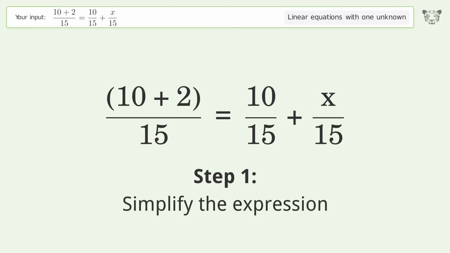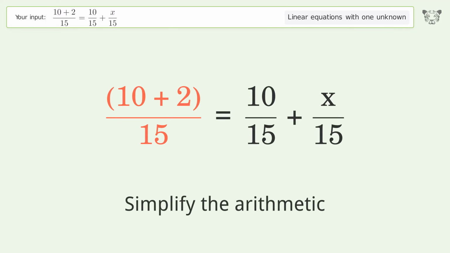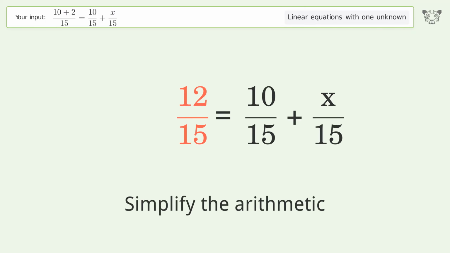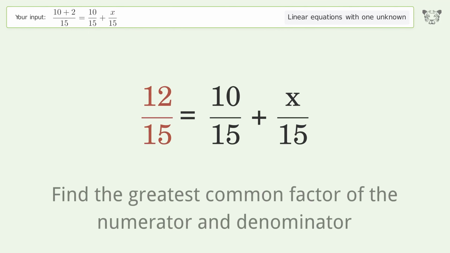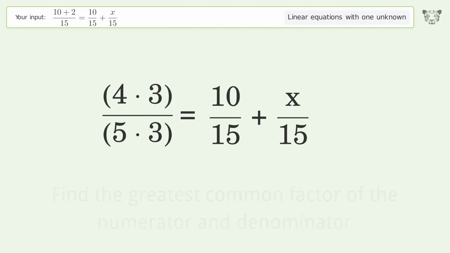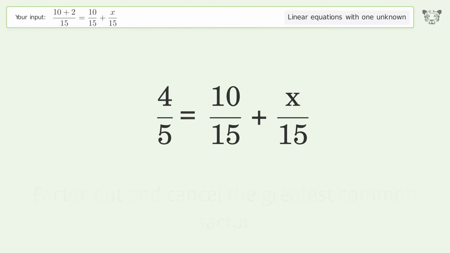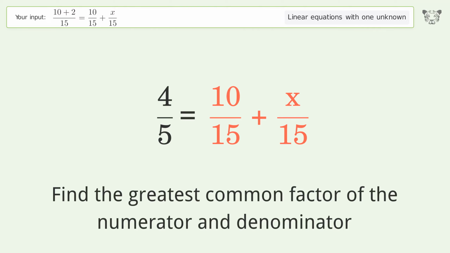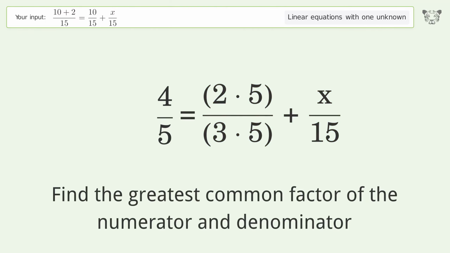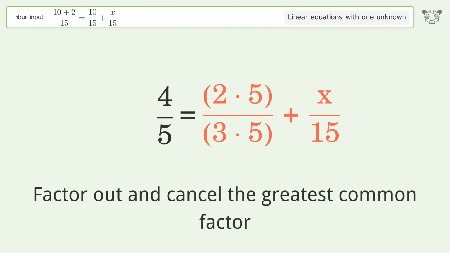Simplify the expression. Simplify the arithmetic. Find the greatest common factor of the numerator and denominator. Factor out and cancel the greatest common factor. Find the greatest common factor of the numerator and denominator. Factor out and cancel the greatest common factor.